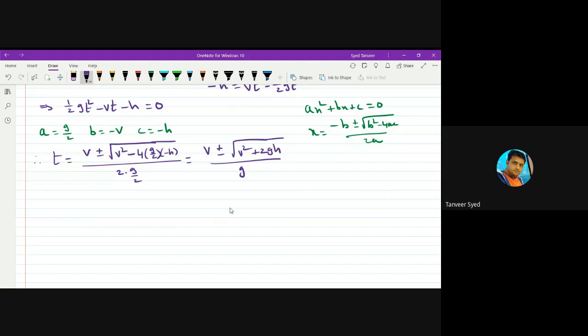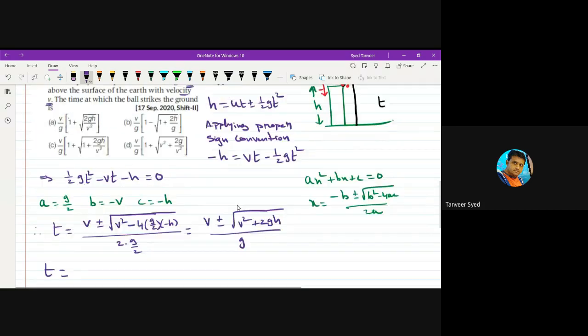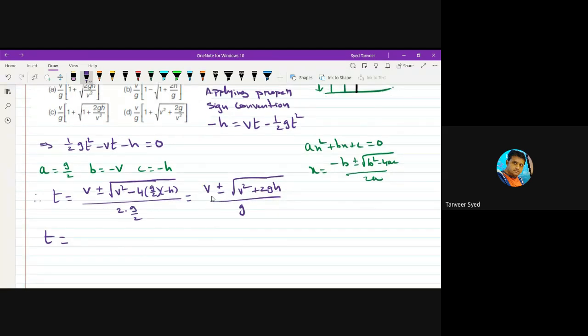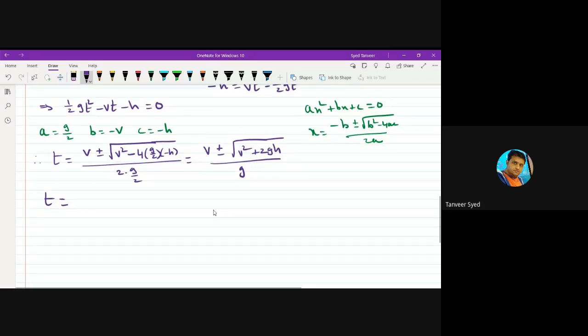Right, so we should take v by g common. Now you should decide whether it is plus or minus. In 3 options you have plus, in 1 option you have minus, so you should decide whether it is v plus or v minus. It will be v plus, because v minus will give a negative quantity and time cannot be negative, so we will take plus.